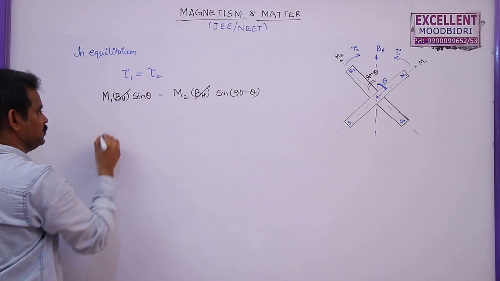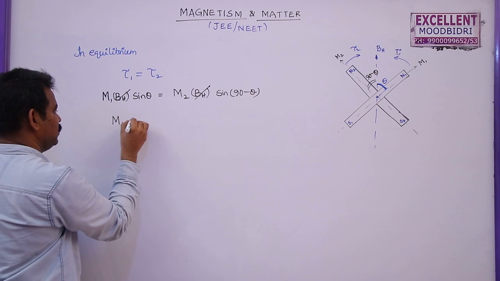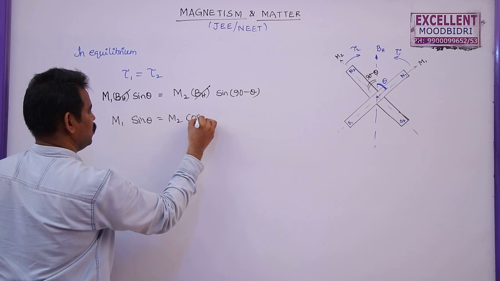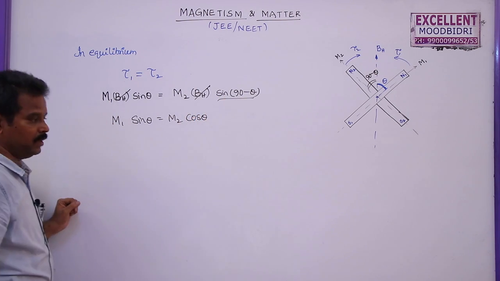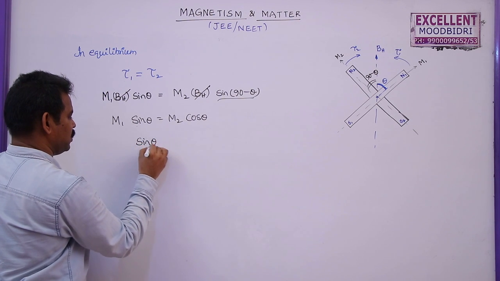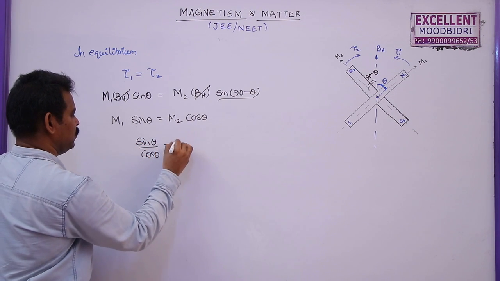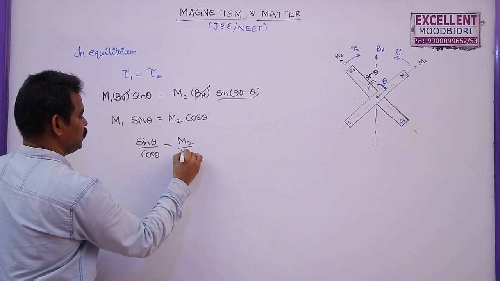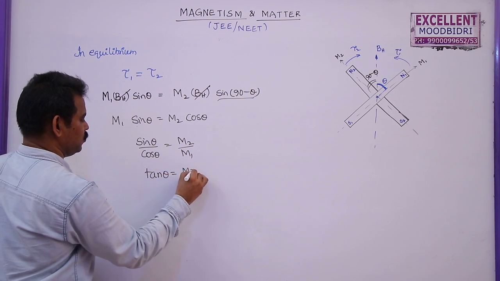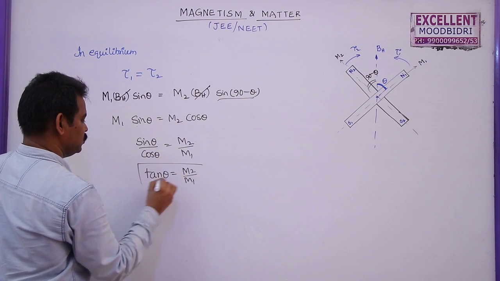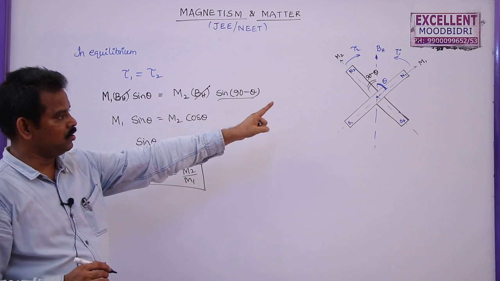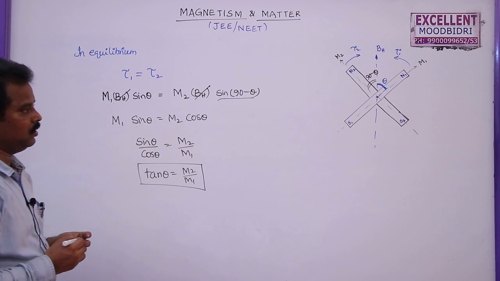Here BH and BH will cancel. So we can write m1 sin theta is equal to m2 cos theta, since sin(90 minus theta) is cos theta. So sin theta by cos theta will be equal to m2 by m1, and tan theta is equal to m2 by m1. So this is the condition for this system to be in equilibrium in Earth's magnetic field.